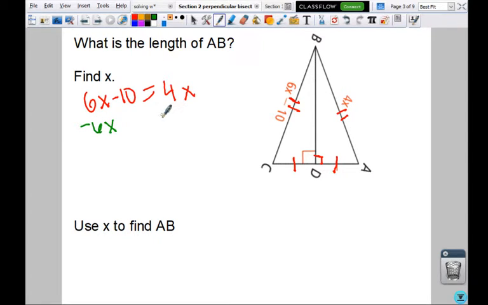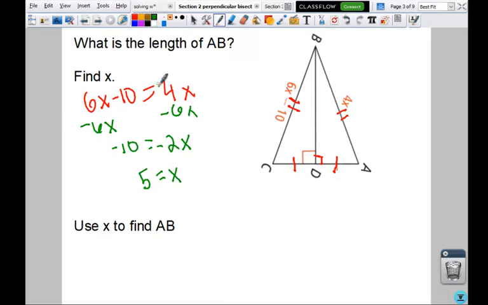You're on the right track, though. We're going to minus the 6x. I'm going to get negative 10 equals negative 2x. What's my last step? Ryan. Divide by negative 2 on both sides. And what do we get? We get 5 equals x.